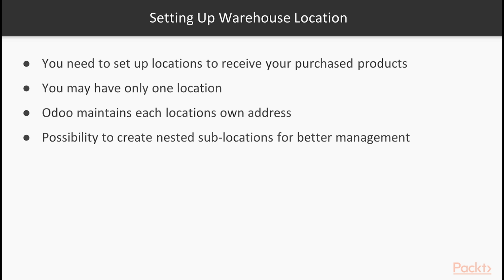Setting up warehouse location. Once you have decided to start using Odoo to purchase your products, you will need to set up locations to receive them. In a simple operation, you may only have one location, but other companies may have literally hundreds of warehouse locations. In Odoo, each location can maintain its own address, and it is possible to create nested sub-locations for better management and reporting of inventory.